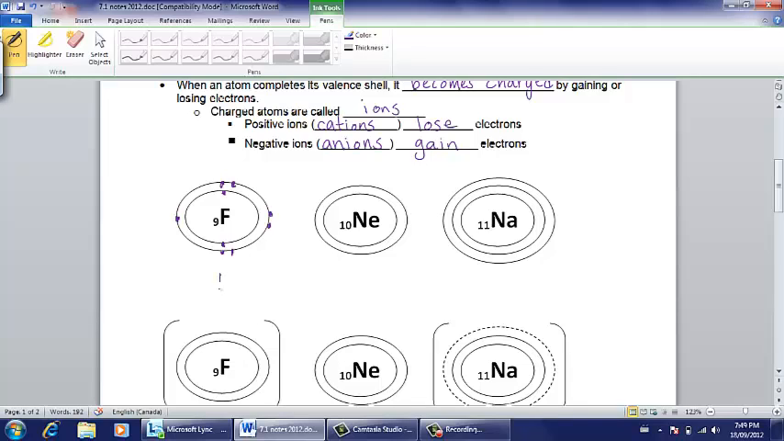When fluorine is going to become an ion, it wants to complete its outer shell. An atom will always do what is easiest. So fluorine can either lose 7 electrons or it can gain 1. It'll be easier to gain 1. So the ion of fluorine will show 1 extra electron in the outer shell so that it is full. We need to indicate the charge on the ion, so we put it in parentheses and write -1. The atom gains 1 electron to become the ion.